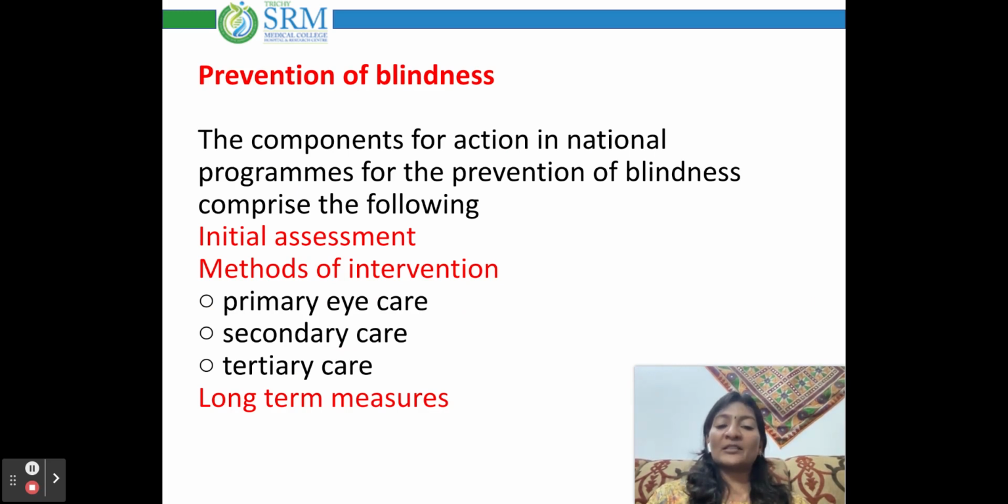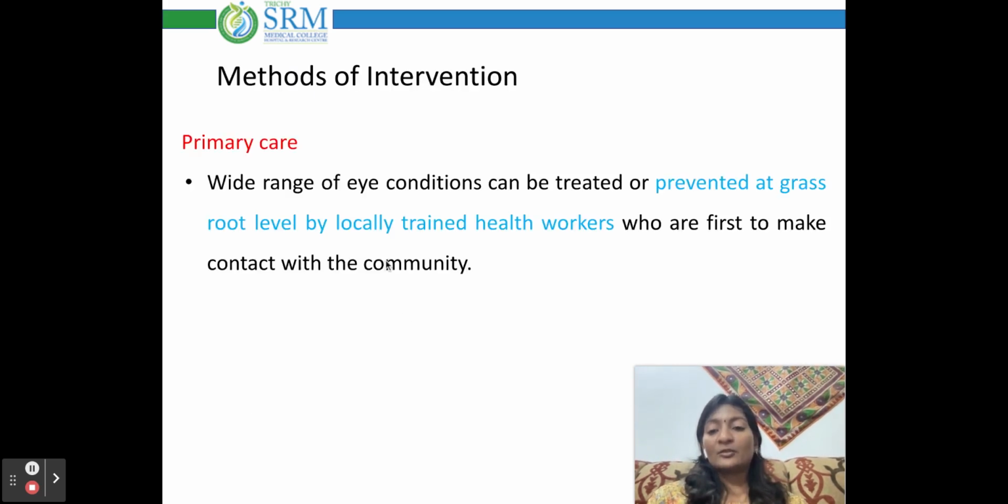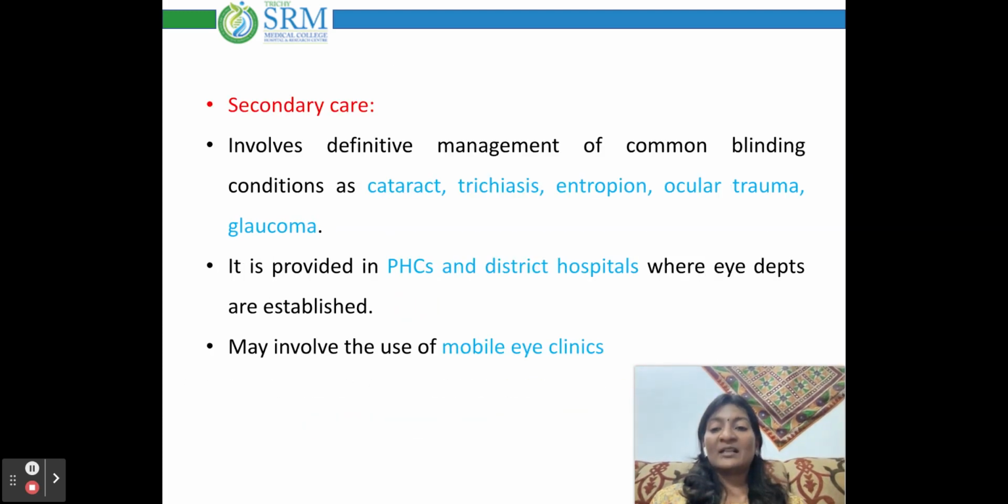So, prevention of blindness: the components for action in the National Program for the Prevention of Blindness comprise the following. First is the initial assessment, and the method of intervention can be primary eye care, secondary eye care, and tertiary eye care. So, in primary care, a wide range of eye conditions can be treated or prevented at grassroots level by locally trained health workers who are first to make contact with the community. They also refer the difficult cases to the nearest PHC or district hospital.